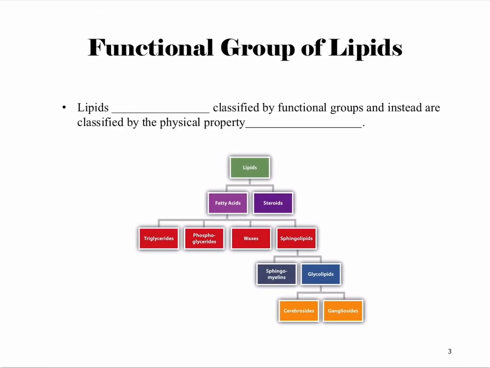Okay, and so lipids: instead of being classified by the functional group, they're not going to be classified by the functional group, right? With carbohydrates, we looked at those acetal groups, and they were either aldehydes or ketones. The functional groups help classify them. If we were to classify proteins in terms of their functional group, what would you say they were? Can you have an idea?